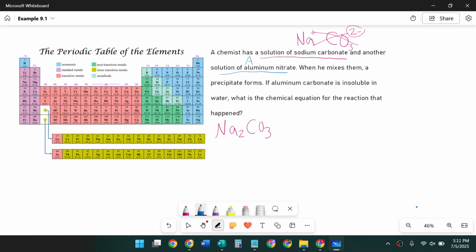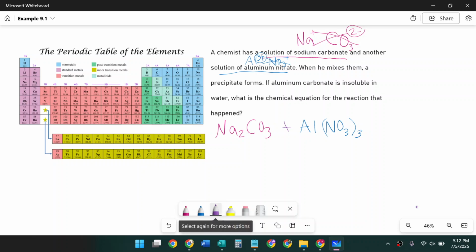And then the other solution is aluminum nitrate. So we have aluminum. And nitrate is another one of those polyatomic ions that you need to memorize. That's NO3. Now aluminum is right here, in column 3A, so it has a 3+ charge. And nitrate has a minus charge, so when we switch those, 1 here, 3 here, we're going to have aluminum, and then nitrate, where we have to put parentheses around it before we add that 3 down there. So now we have our two things, and we're mixing them.